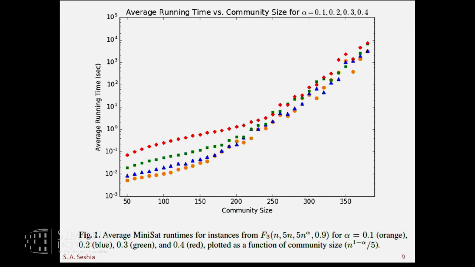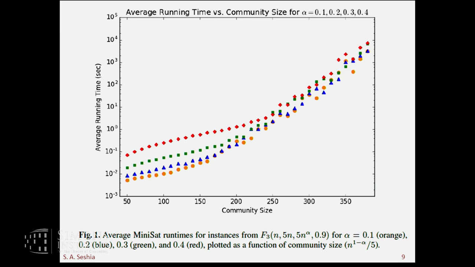So there is still exponential growth in the runtime even as you increase alpha. But what you can see is that all of these are bunched up pretty closely, which means that for higher values of alpha, in some sense, you have to go further out. You have to look at larger instances to see the real blow up in runtime. And furthermore, it seems that the size of communities is a stronger determinant of the runtime than the overall size of the instance.